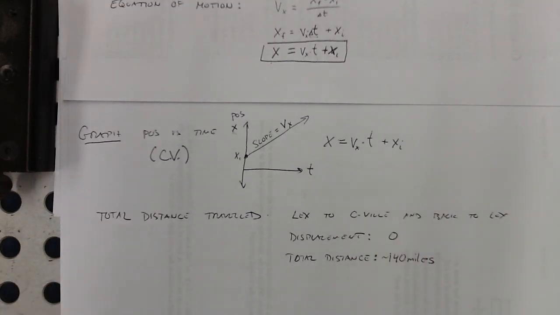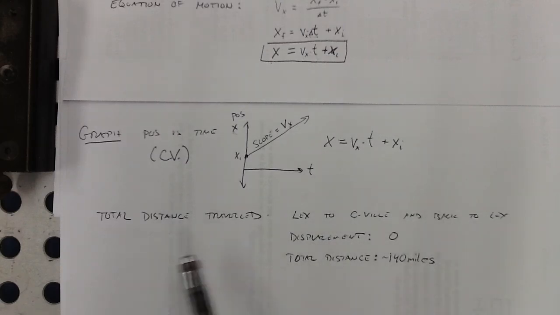So it's the same trip. But if we talk about the displacement, since you started and ended in the same position, that's 0. Total distance is about 140 miles. Why do we have 2 different things? I think that should be clear. It just depends on what you're interested in. Often it's nice to know both.